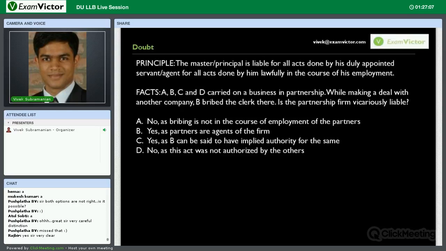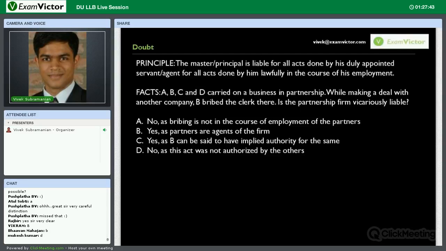Now firstly, let's understand that when A, B, C and D are partners in a business, all partners, as per the partnership, are agents of each other. So A is an agent of B, C and D. Similarly, B is also an agent of A, C and D, etc. And in this case, B has done something wrong. But let us first of all understand that being a partner, B is an agent of the other three partners, that is, B is an agent of A, C and D.